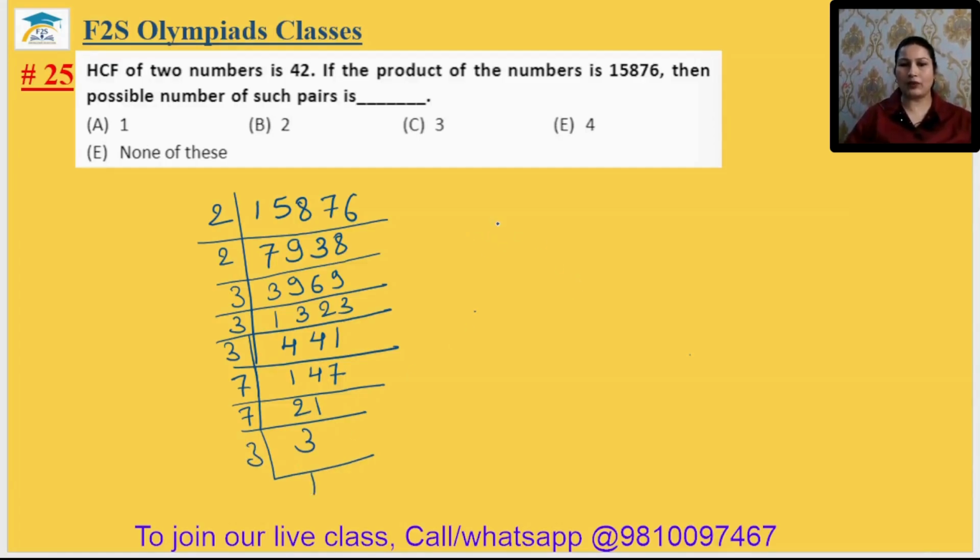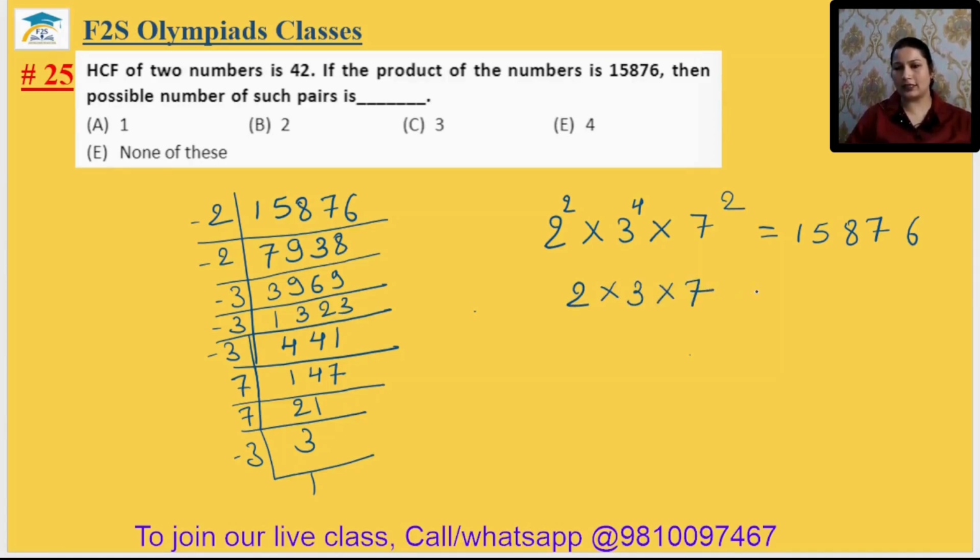Okay, so the prime factorization of this is 2 to the power 2 multiplied by 3 to the power 4 multiplied by 7 to the power 2, and it is equal to 15876. Now 42 can be written as 2 multiplied by 3 multiplied by 7 equal to 42.